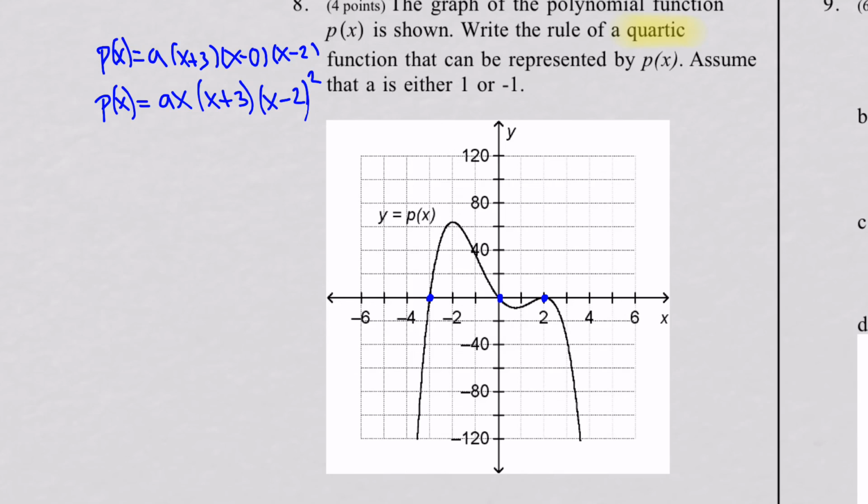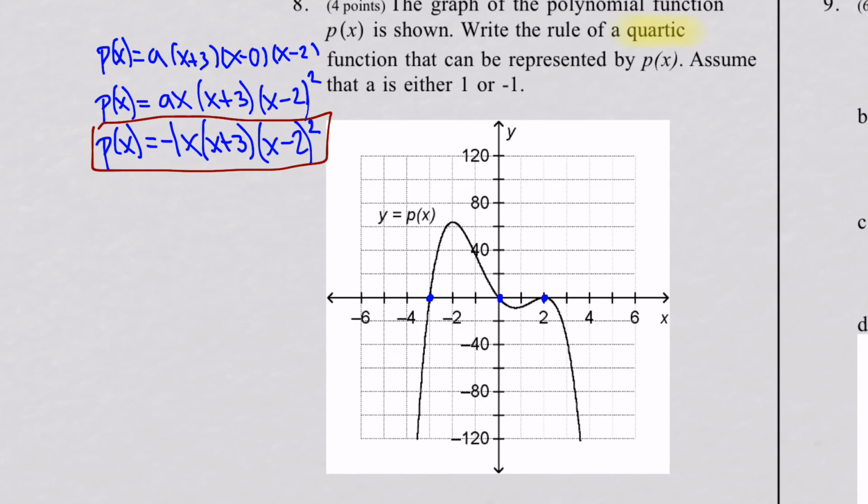So we're done. P of x equals negative 1x. You don't have to write negative 1x. You could have just written negative x, and that's okay. X plus 3 times the quantity x minus 2 squared. There it is. That's your final function. Or, to make it nice and neat without that 1 there, P of x equals negative x times x plus 3 times x minus 2 squared. Those are the 3 factors.